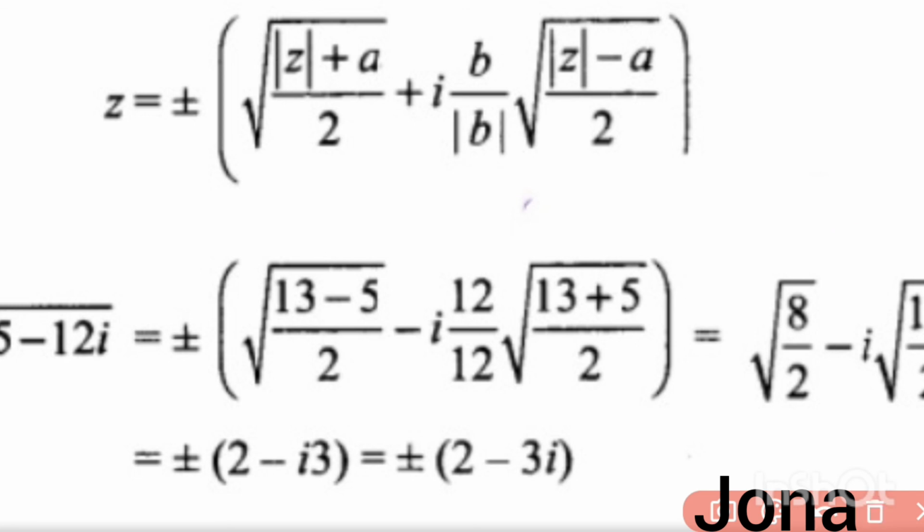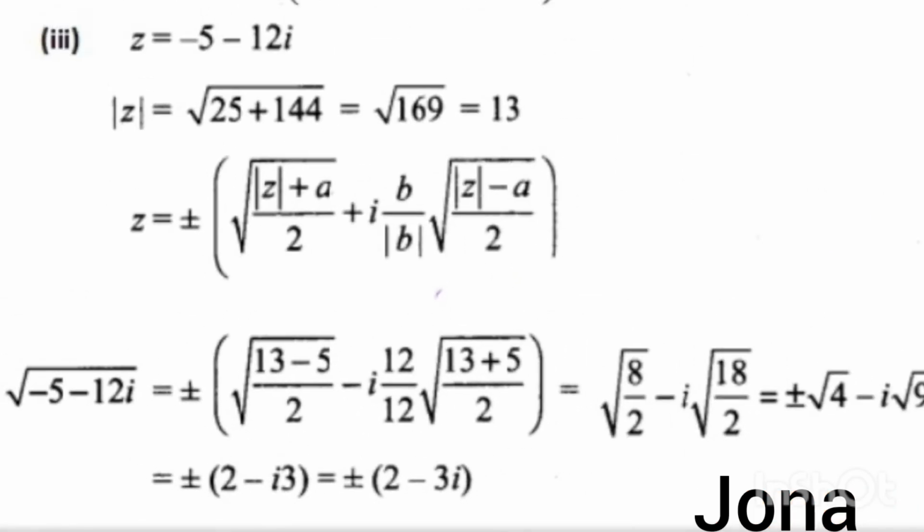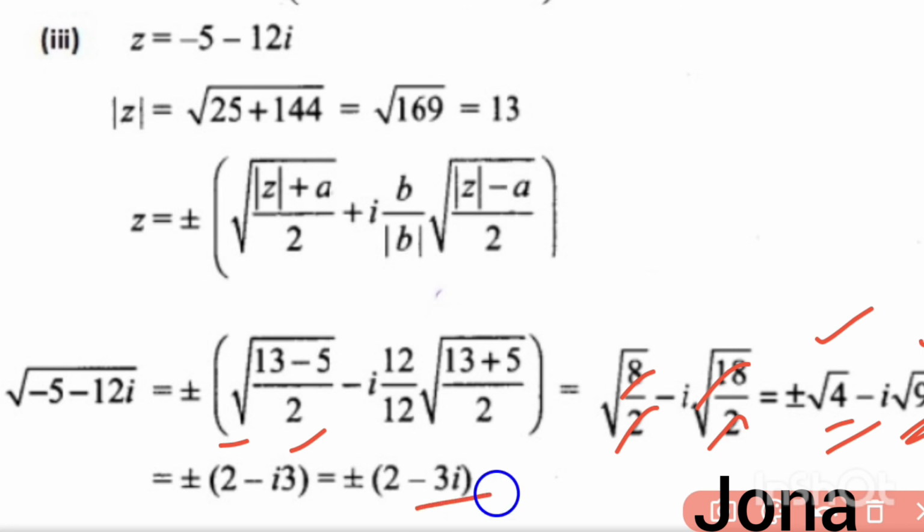So here I can simplify the thing as 8 by 2 as 4, root 4, plus here also I can cancel, 18 by 2 is 9. So square root of 4 is 2 and square root of 9 is 3. So plus or minus (2 minus 3i), okay.